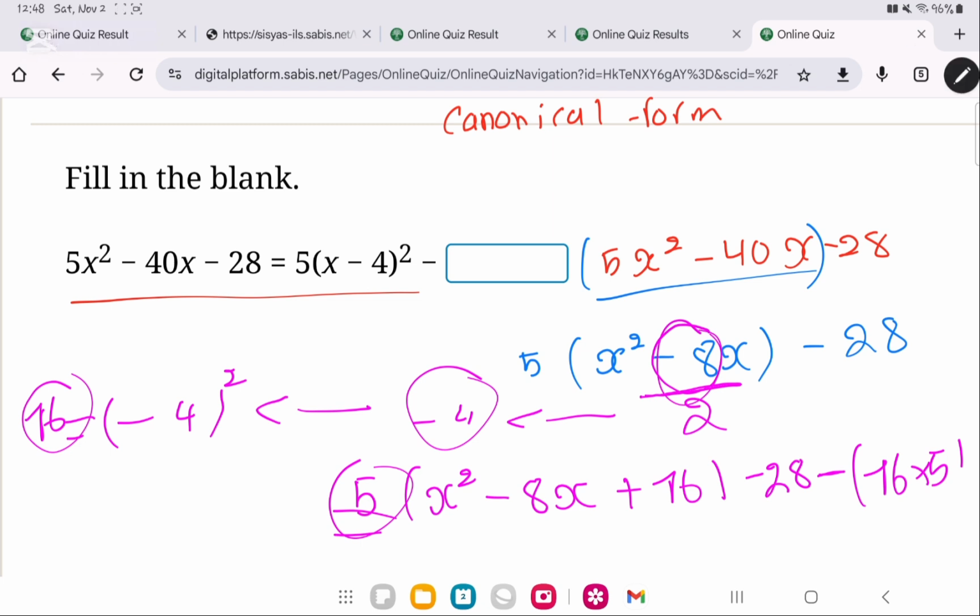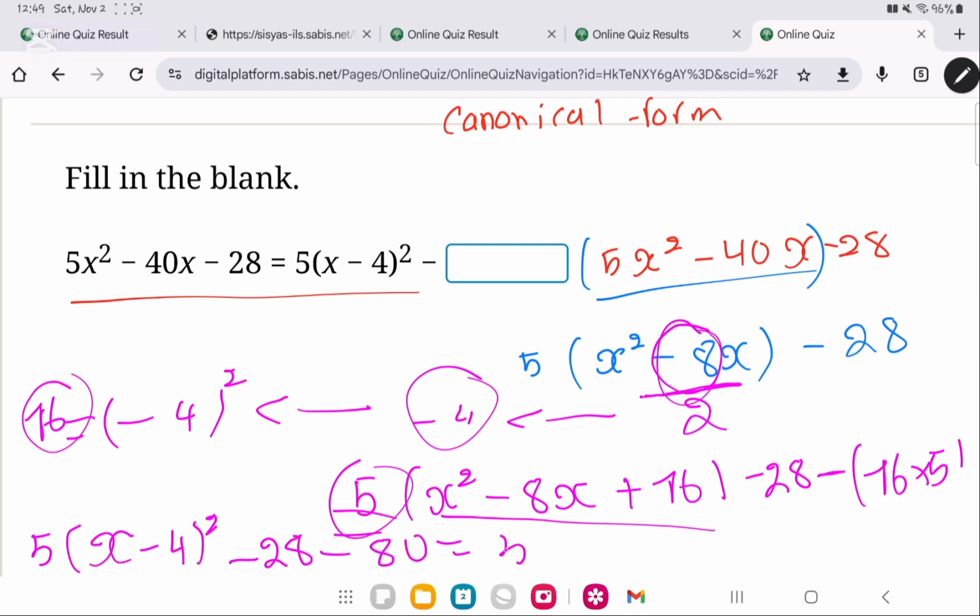So now, if we're gonna solve it, first it's gonna stay 5. This is a perfect square. You should know the perfect square rule, and you're gonna get x minus 4 squared. Then you're gonna have minus 28 minus 16 times 5 is 80. So then again, it's going to be 5 times x minus 4 squared minus 108.